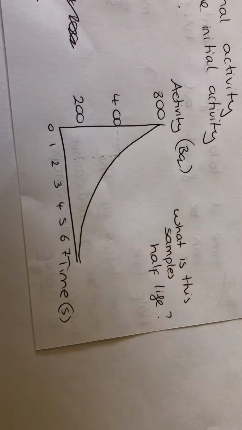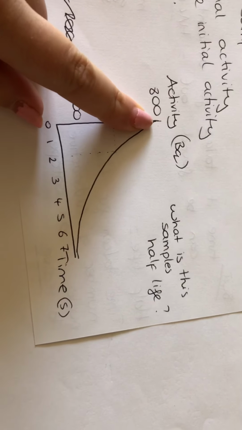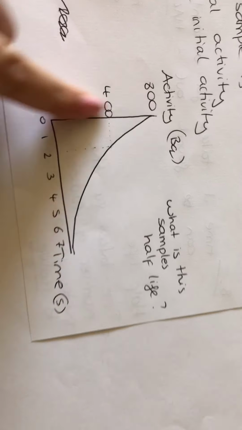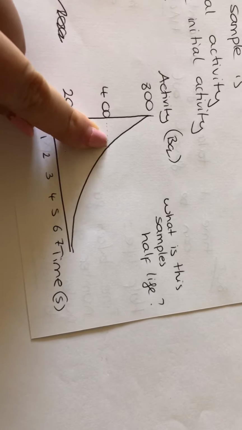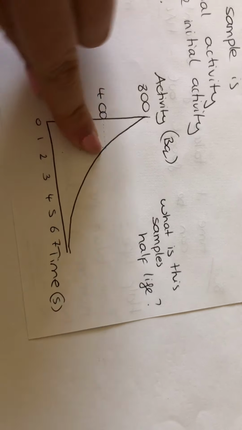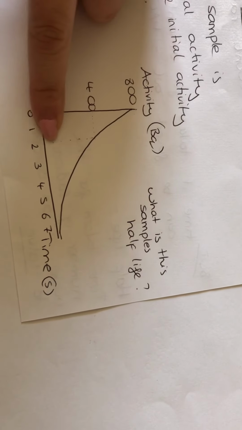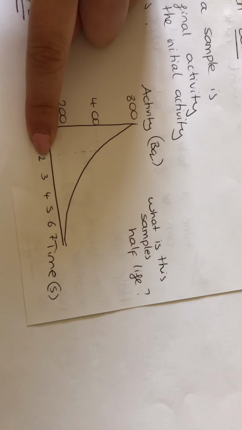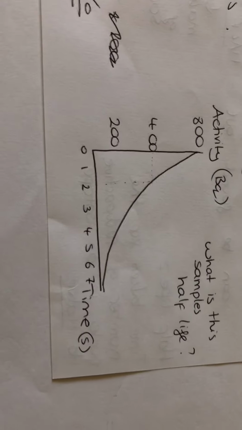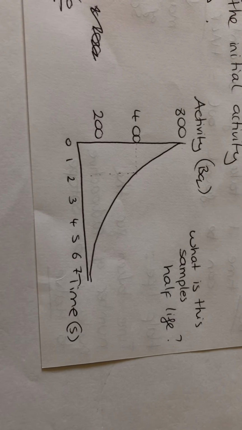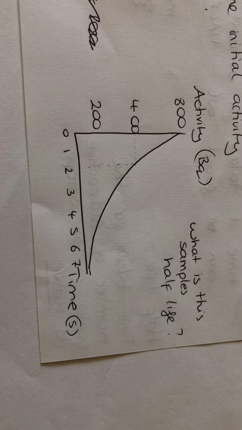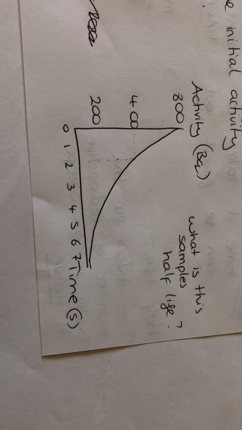So, dead simple. Our initial count rate is 800. What is half of 800? It's 400. What you do is you go from 400, read across to the graph line, hit the graph line, come down, and the half-life of this sample is 2 seconds. That is as easy as it's going to get. It's dead simple, isn't it? So the half-life is 2 seconds. Simple as that.